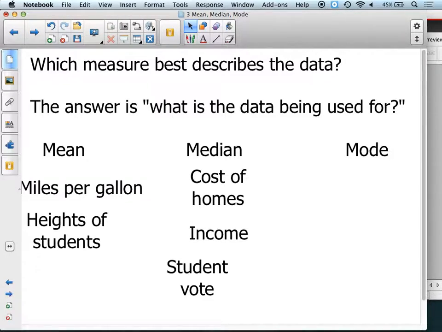Maybe the mode, the one that occurs most often, is a vote. If we had to vote for how many students like vanilla, chocolate, or strawberry ice cream, you'd want to know which one occurred the most. Who wrote down vanilla most or chocolate most? Which flavor was represented most often? So those are some ideas behind the mean, the median, mode, and which one to use when.